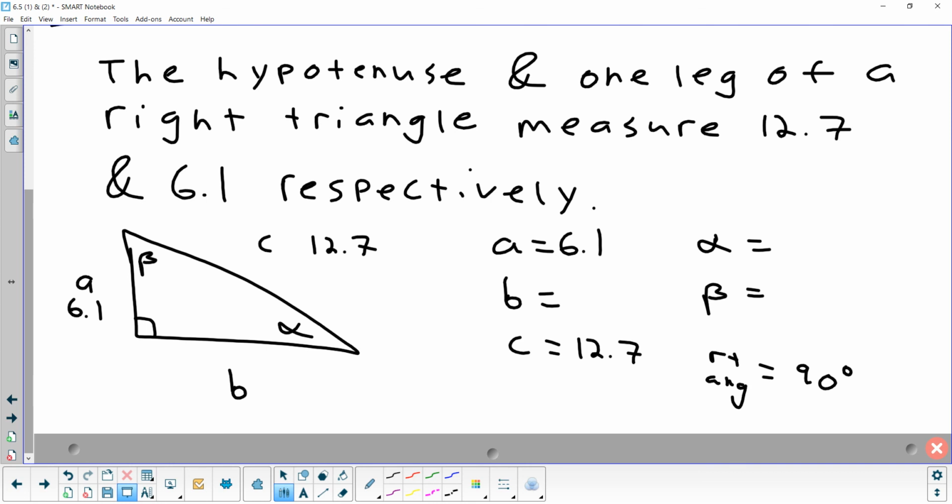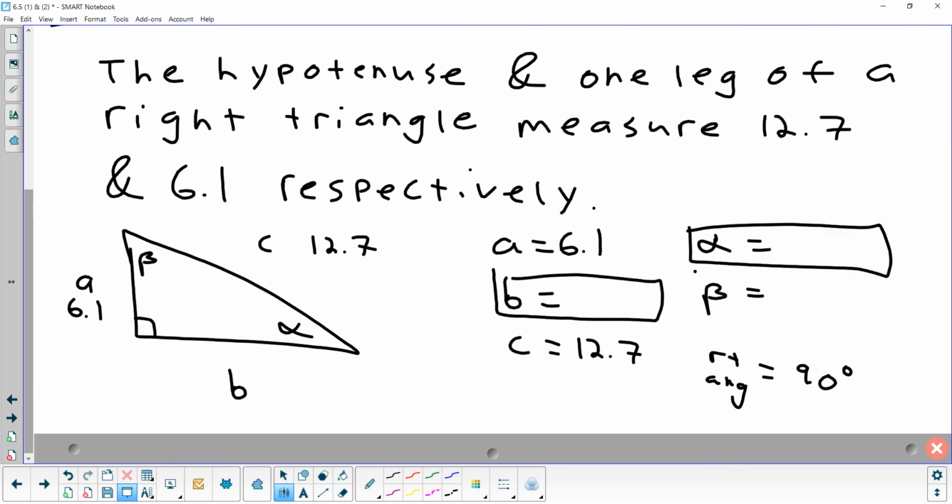And I put boxes around the three things I need to find. B, alpha, and beta. All right. What do you think I can do in this problem that I couldn't do in the last two? But this time I'm okay with it. Yeah? You can find B. I can find B. How?